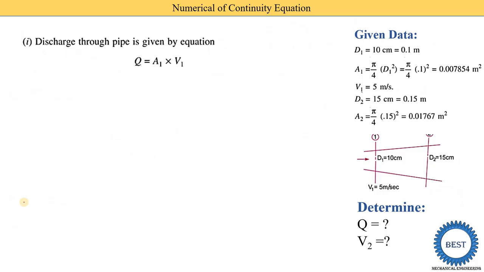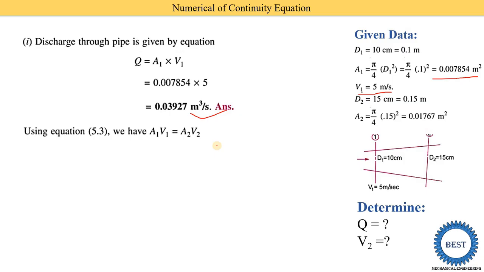So first we find out the discharge Q. Q is equal to A1 into V1. The area we already found, it is 0.007854, and the velocity is given, that is 5 meter per second. So we multiply these two values and we get the answer for the discharge Q, and the unit of discharge is meter cube per second. So how does this unit come? Here the unit of area is meter square and the velocity unit is meter per second. So meter square into meter is converted into meter cube, divided by seconds.